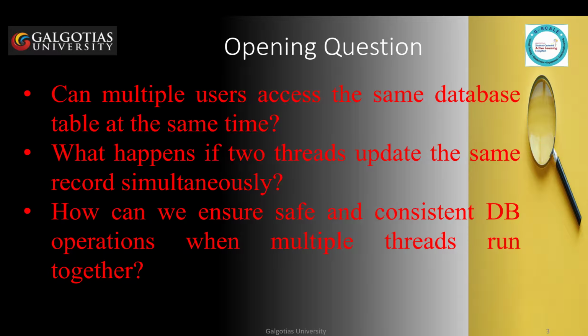Now let me start with some important questions. Can multiple users access the same database table at the same time? What happens if two threads try to update the same record simultaneously? And most importantly, how can we ensure safe and consistent database operations when multiple threads are running together? These questions naturally lead us to today's topic, multithreading with database operations.